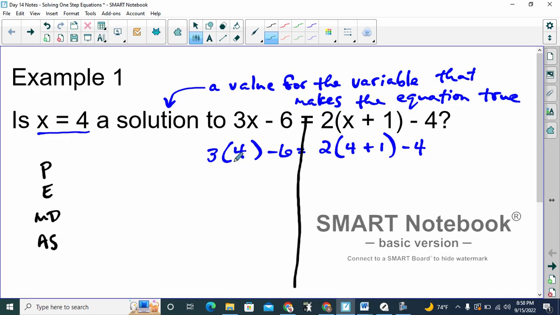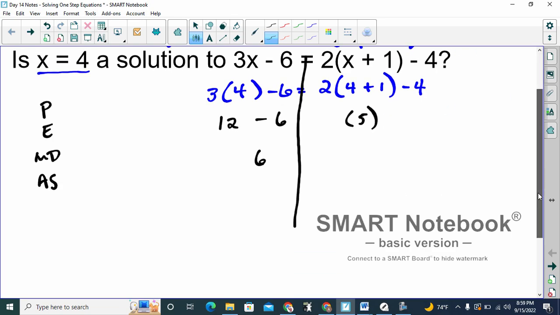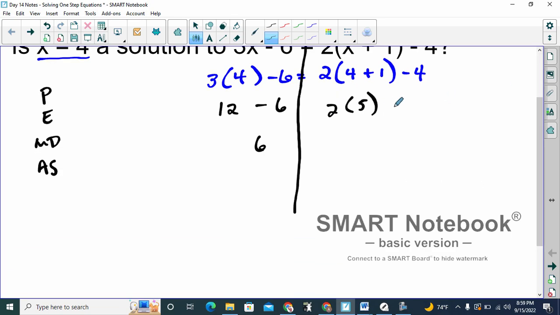I do have parentheses here, but it's just a 4 inside. No exponents. Multiplication or division's next. So I do 3 times 4 is 12. I copy everything else down. Now 12 minus 6 is 6. On this side, I do have parentheses. I have something to do inside the parentheses. I have 4 plus 1 is 5. Everything else I copy down. Now it looks a lot like that. I do the multiplication next, 2 times 5. Ten minus 4 is 6.